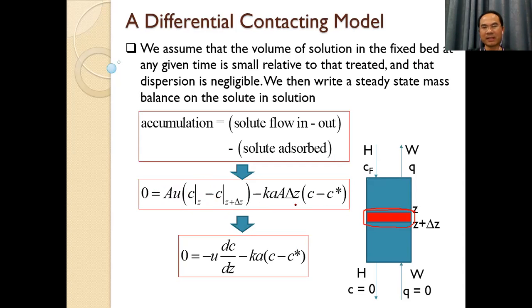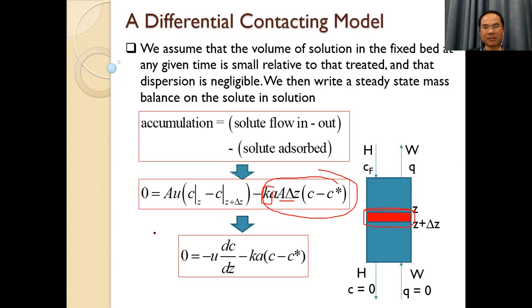And also for this case, minus the amount of solute adsorbed on the surface of the solid. Ka is the mass transfer coefficient multiplied by surface area divided by the volume. A delta z is the volume of the cell. C minus C star, that is the rate of adsorption.